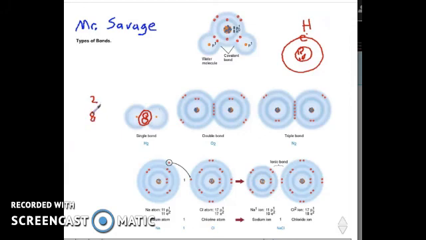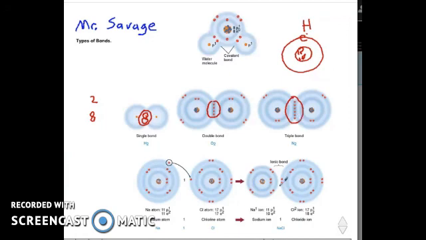Here's another example with a double bond. Oxygen has 6 outer shell electrons, and since both have 6, they share 4 here for a total of 8. In the case of nitrogen, we have 5 outer shell electrons in each element, and they come together and share the 6 in a triple bond.